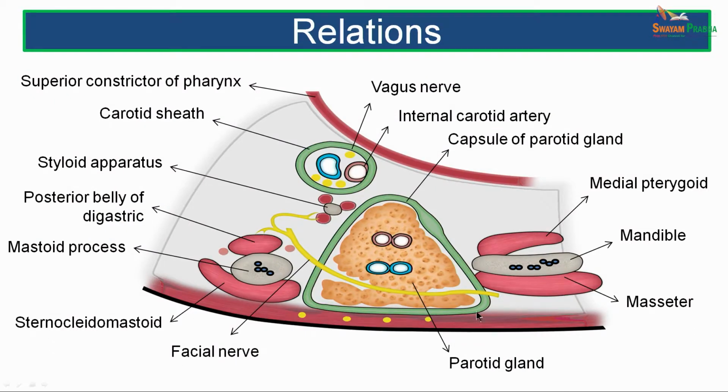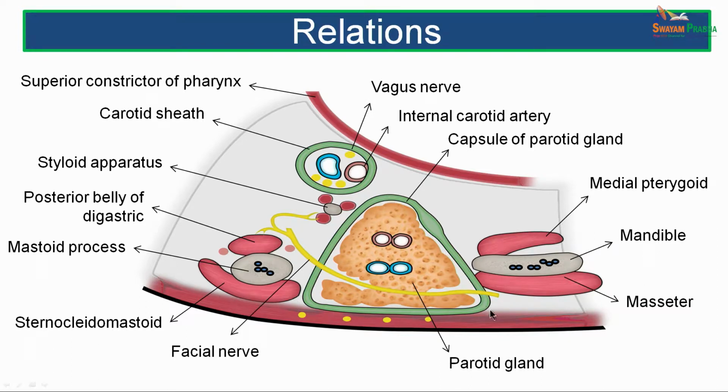This picture shows us the cross section through the parotid region. What we see here is the parotid gland. This surface is the superficial or the lateral surface. This is the anteromedial surface and this is the posteromedial surface.